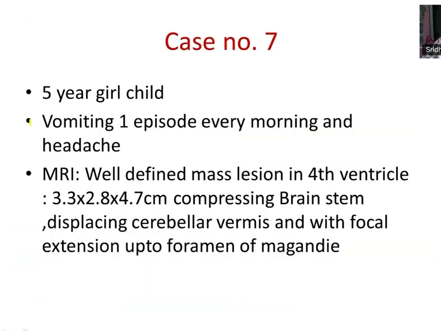We'll see another case of posterior fossa ependymoma. Can the other person tell us about this case? This is a 5-year-old girl child presenting with vomiting, one episode every morning, and headache. MRI shows a well-defined mass lesion in the fourth ventricle, measuring 3.3 by 2.8 by 4.7, compressing the brainstem, displacing the cerebellar vermis, with focal extension up to the foramen of Magendie. So it's a posterior fossa mass in a 5-year-old child. Okay. So what is it?